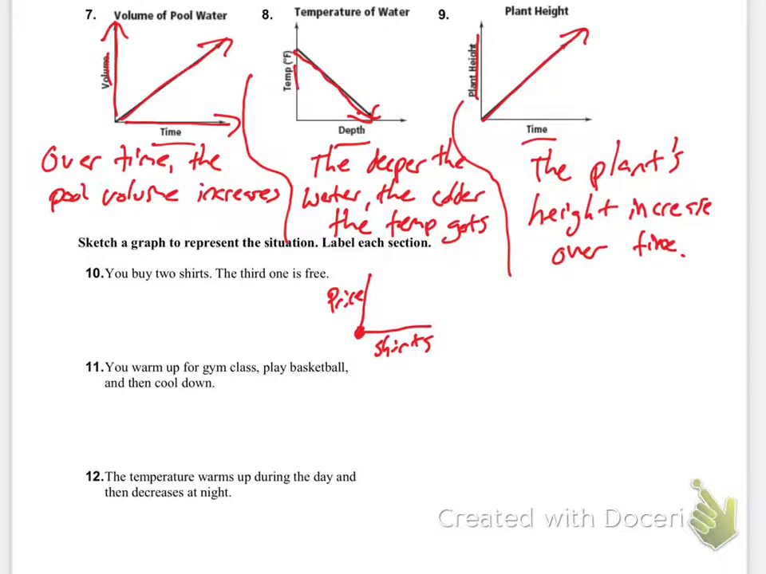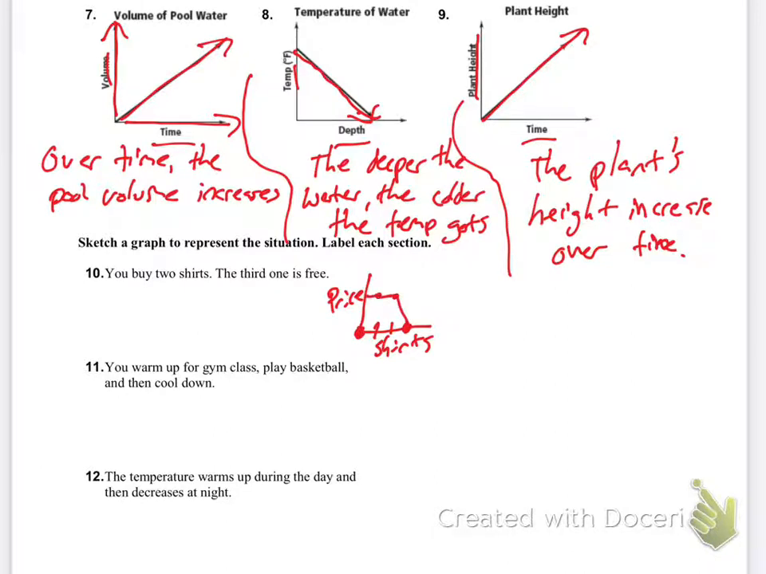So if you just were to buy a shirt, say at this price, and then you bought another shirt at this price, your third shirt here would be free. It'd be $0. So we go from here to here to here.